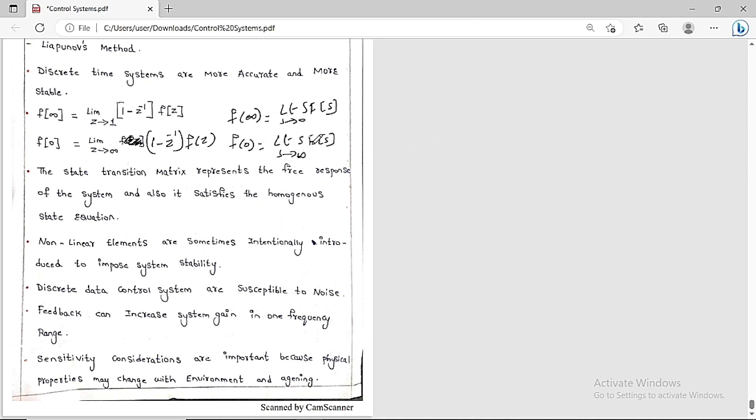So listen carefully. In the continuous time case it is s into F(s), here it is (1 minus z to the power of minus 1) into F(z). Here s tends to infinity means z tends to infinity. Here s tends to 0 means z tends to 1.